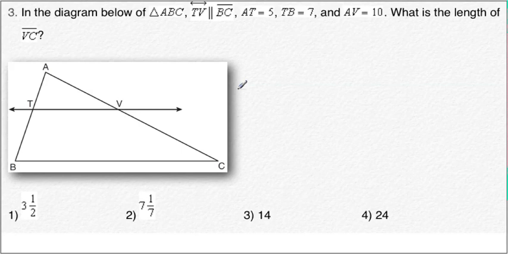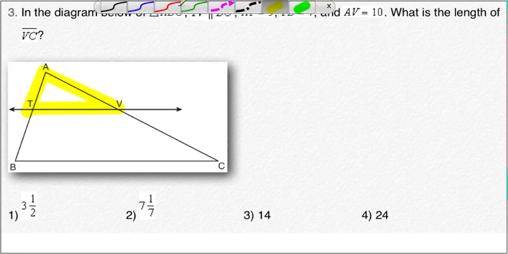Alright, number 3. Here we have a triangle and then the line is parallel to the base. That means we have to realize that we are looking at two similar triangles here. One on top and one that's big over here. Now, if you label with lengths, AT is equal to 5 here and TB is equal to 7. Notice that TB is not an entire line segment, it's the bottom half. And AV is equal to 10. Then what is VC? Why don't I call that X?